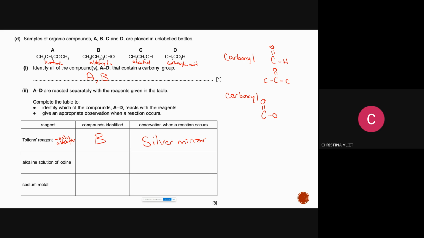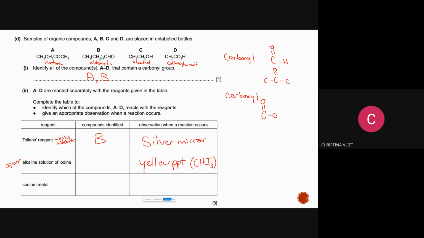Alkaline solution of iodine. That is actually the I2, OH minus thing. And that will give you a yellow precipitate, which I saw many of you got that part right, yellow PPT. The identity of that precipitate is CHI3. You don't have to write that in here, that's not part of the marks, but it's actually important to understand why the answer is what it is.